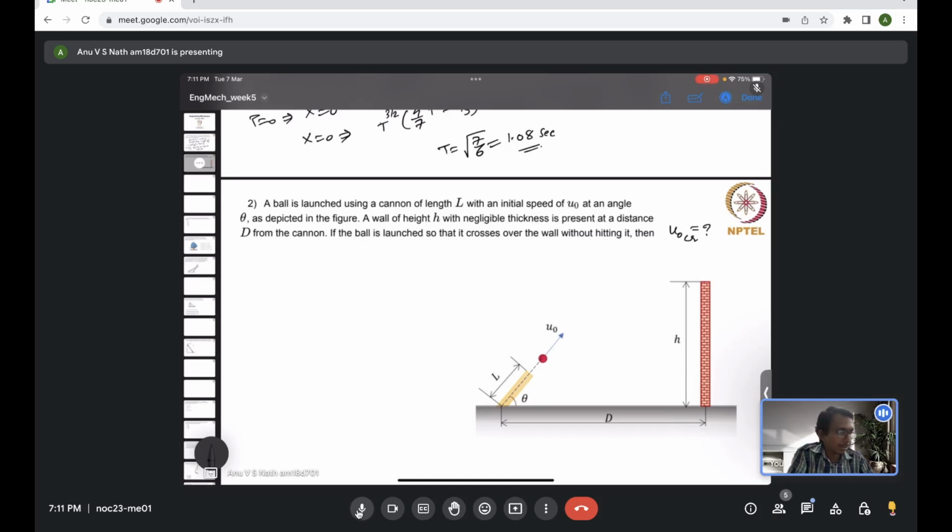So then you just need to substitute: when the particle reaches the wall location horizontally, its vertical height should be greater than or equal to the wall height, otherwise it will hit the wall. So from that equation you can get a condition for the initial velocity, the critical value of initial velocity. So try this out. I will give you some time to try this.